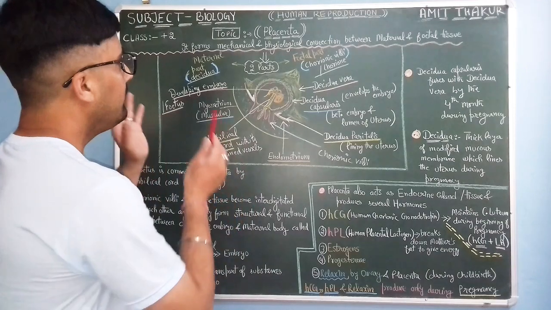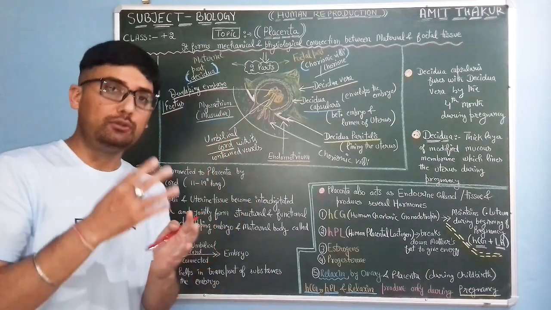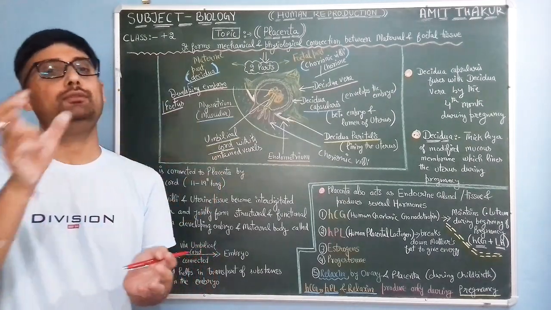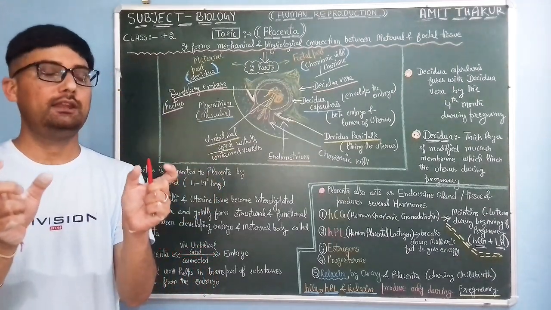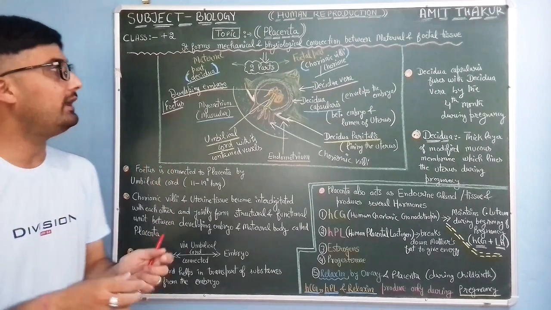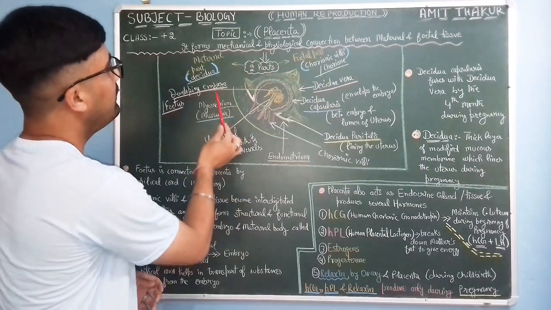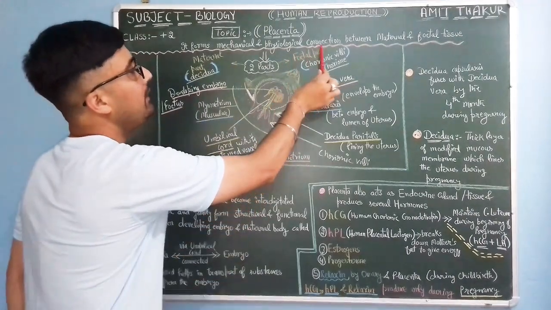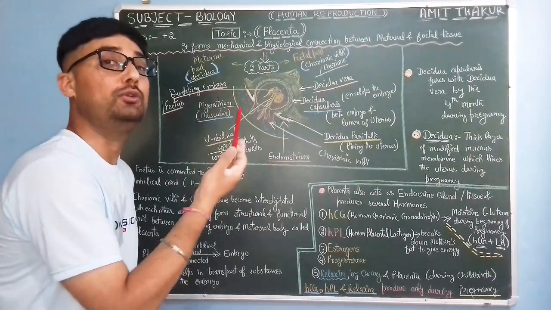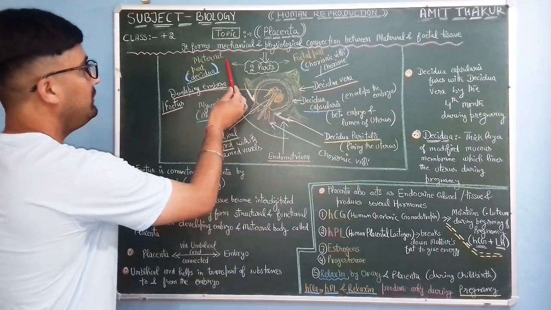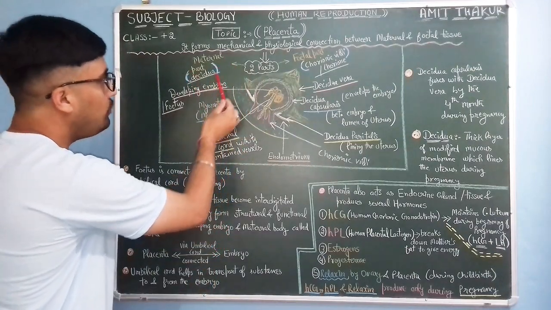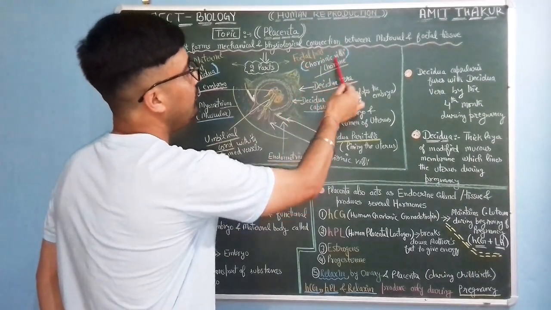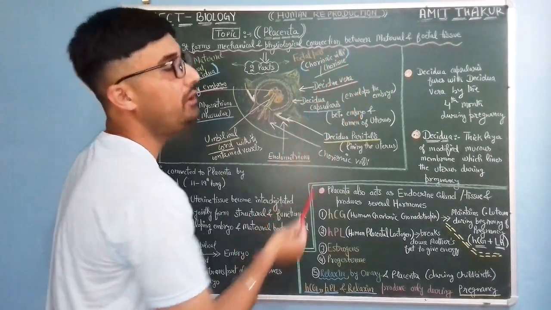Placenta has two parts, as I told you, maternal tissue and fetal tissue. One is the maternal part, and one is the fetal part, meaning the embryo that is developing. The maternal part is known as decidua, and the fetal part is chorionic villi, sometimes known as chorion.